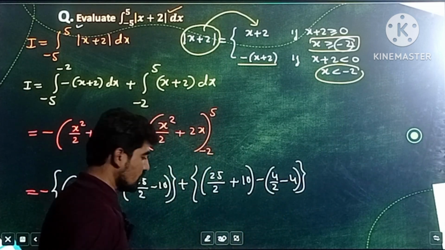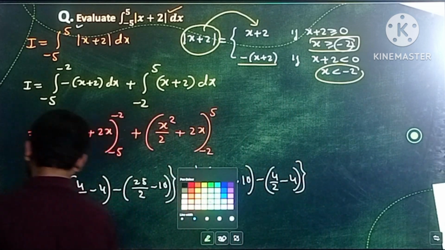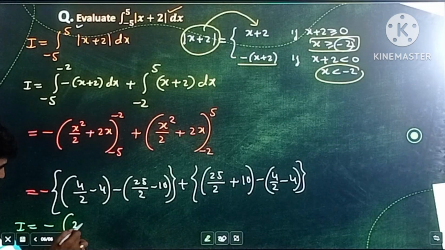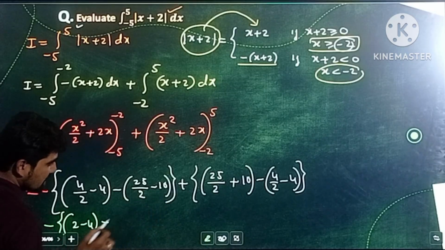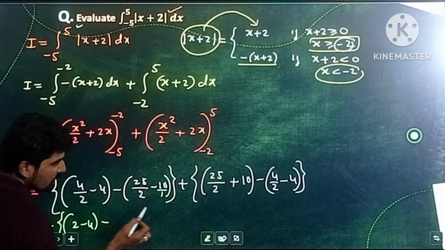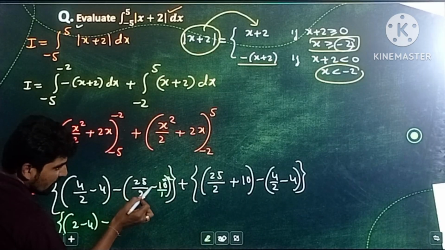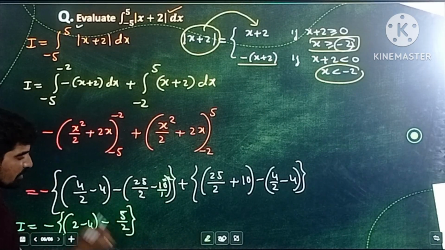I hope all of you understood. So in the next step, see what I am doing. I is equals to minus of, see here 4 by 2 is 2 minus 4 minus minus 25 by 2 minus 10. LCM is 2, here multiplied by 2. So 10 into 2 is 20. 25 minus 20 is 5 divided by 2.